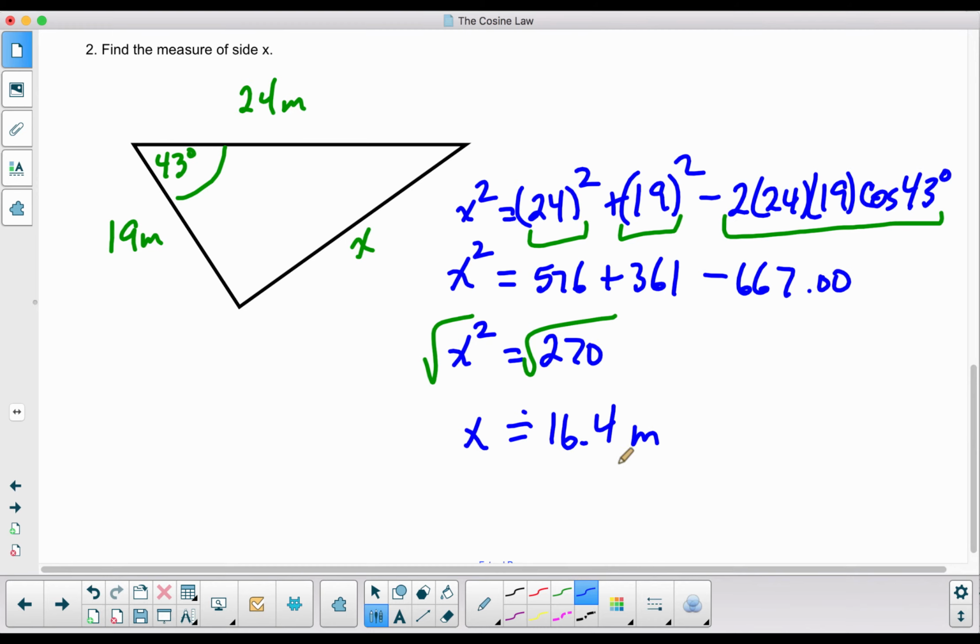Okay, so we should get 16.4 meters. Okay, so that's using cosine law to find a missing side in a triangle. Next is using cosine law to find a missing angle.